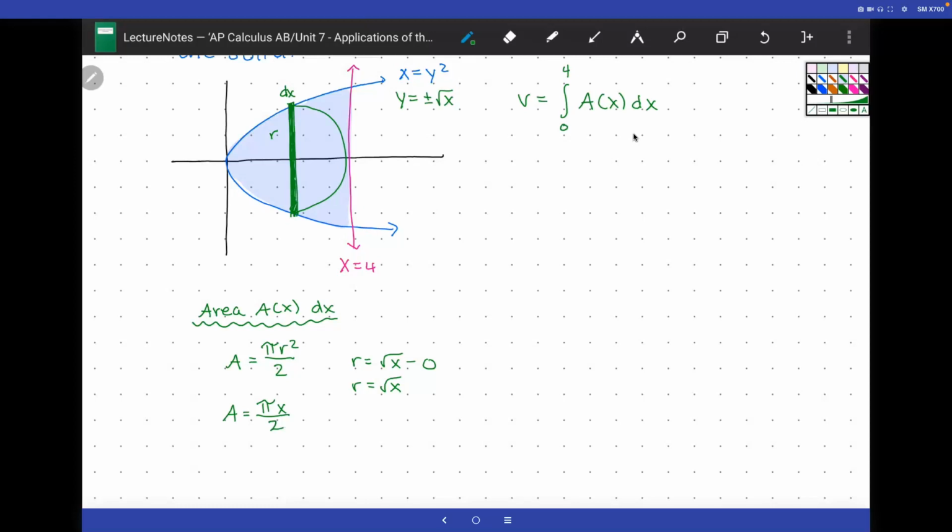So again, what we did, we knew the cross sections were semicircles, so we found the equation for a semicircle, just in general. The variable in that was r, so we had to be able to write r in terms of x, because this was a dx problem. And then we plugged it in. Any questions about that?